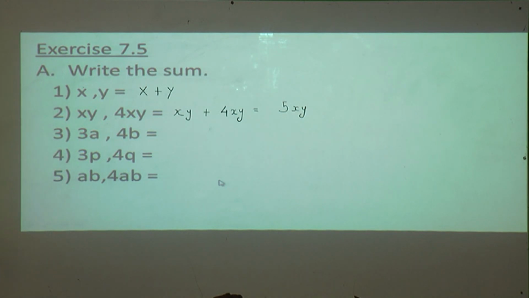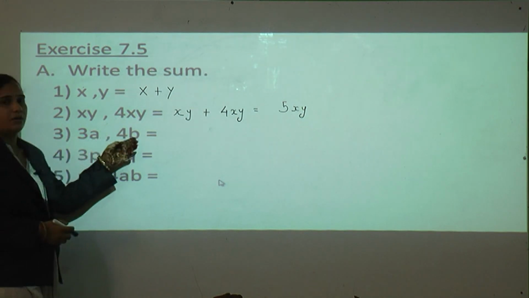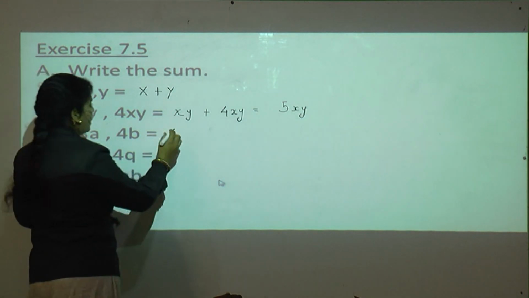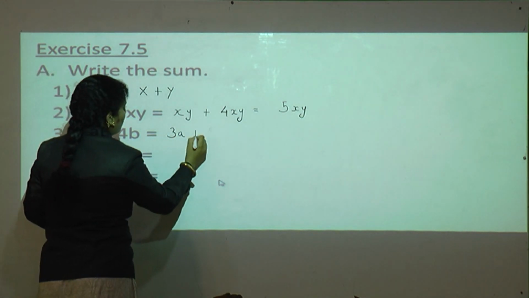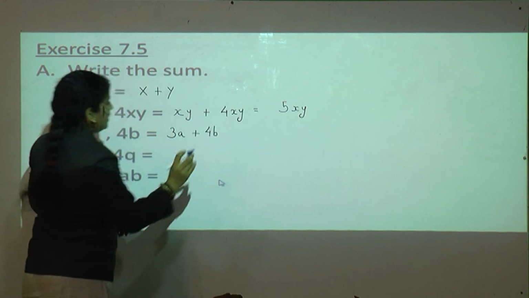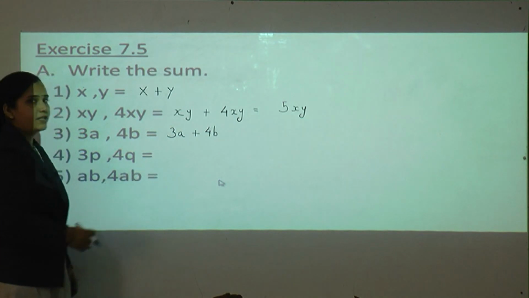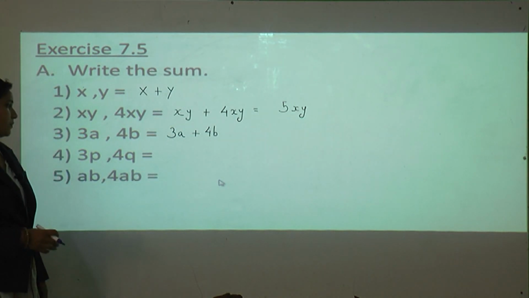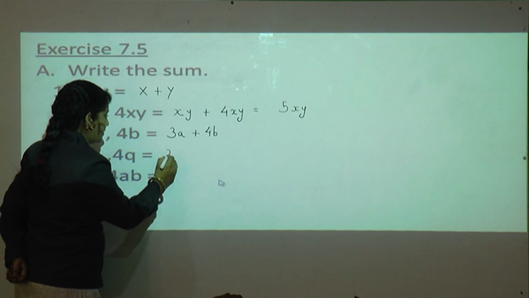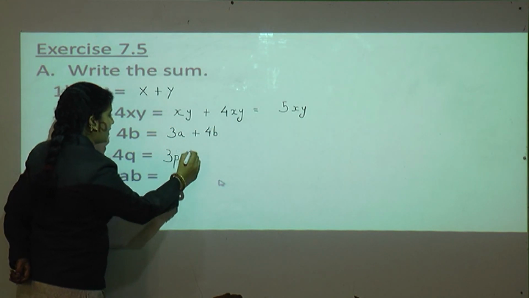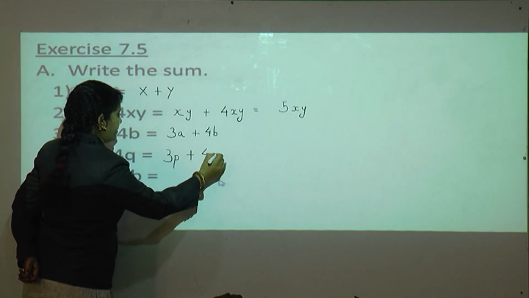Okay. Now 3a comma 4b, students, these two are unlike terms, so we can write as it is, 3a plus 4b. Now 3p and 4q, what can I write here? Tell me the answer. Yeah, very good. These are the unlike terms, so we can write like this.